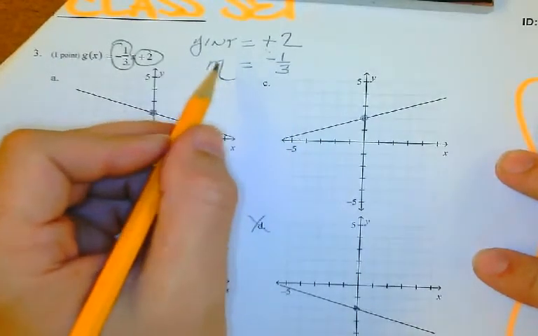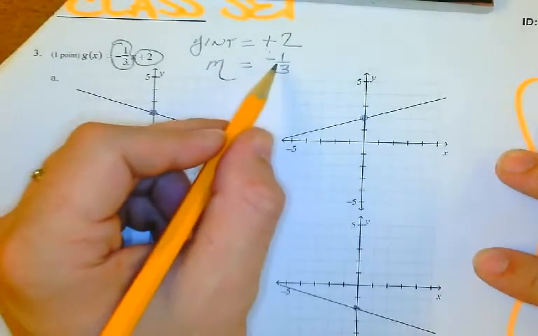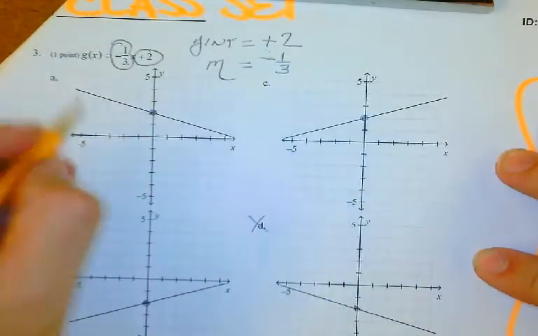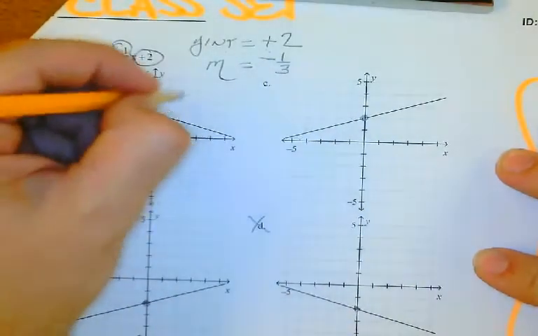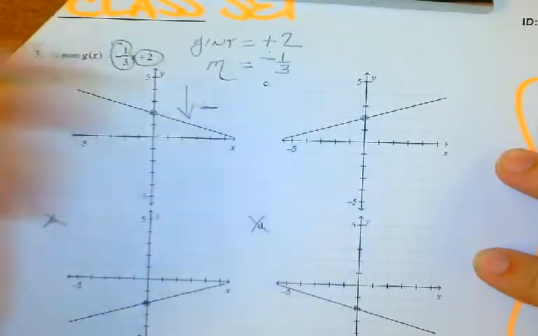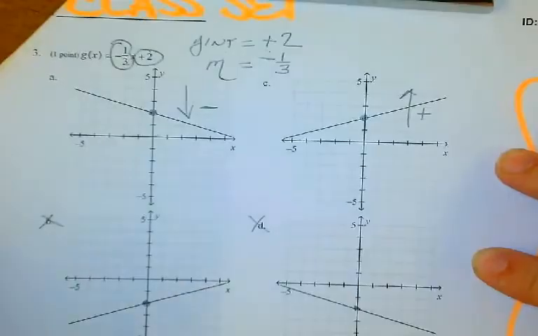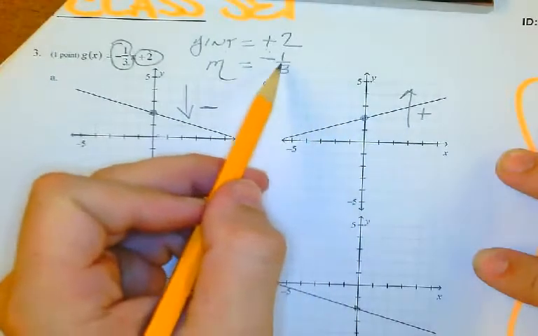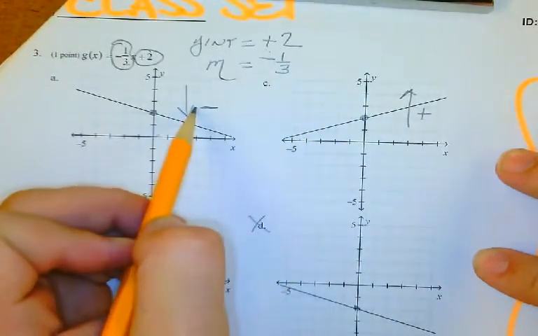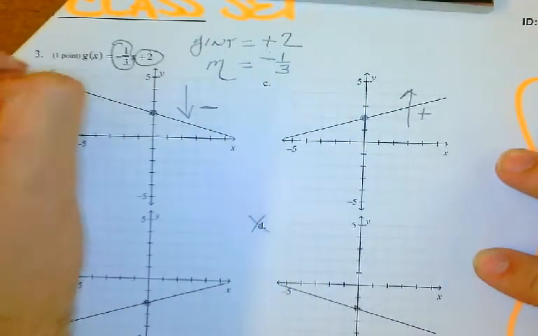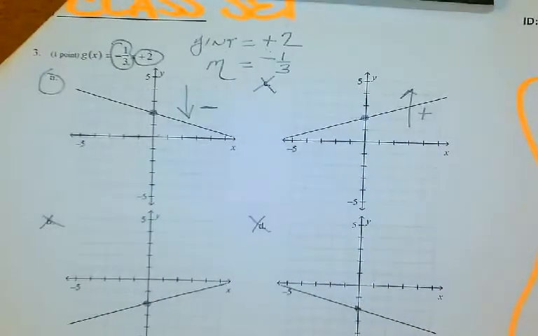Let's look at our next clue. Our next clue says the slope is negative. So this line is trending down to the negative. This line is trending up to the positive. So to match it up, a negative slope with a negative slope, this means my answer should be A.